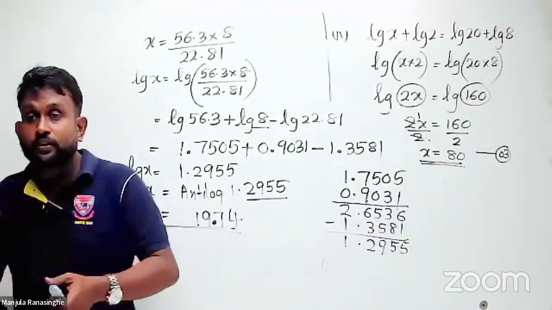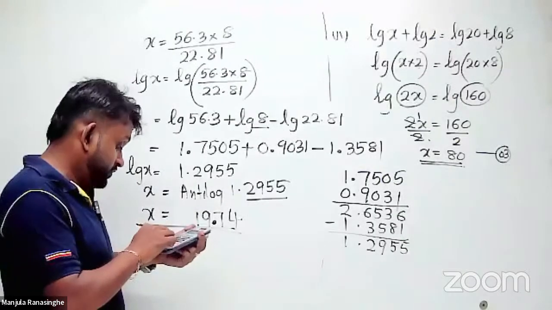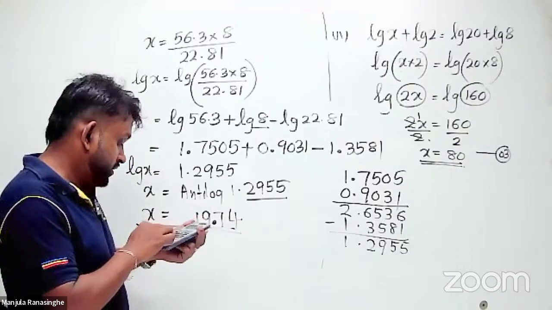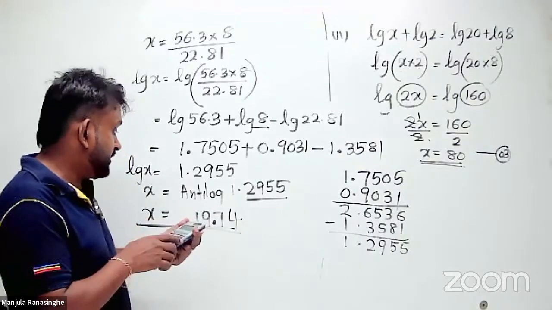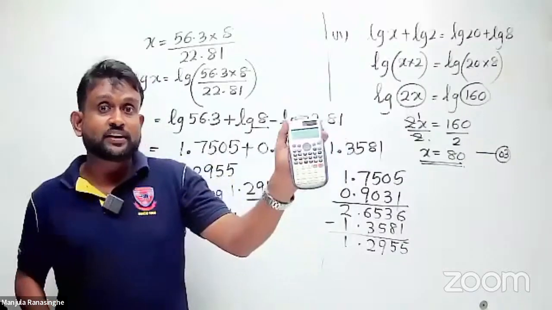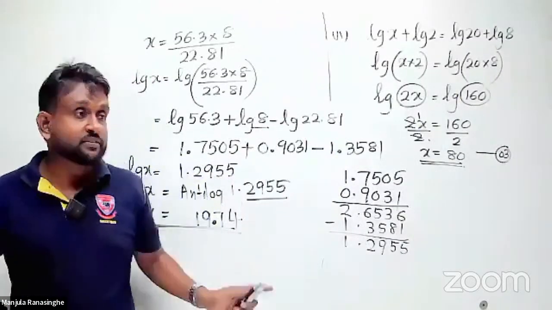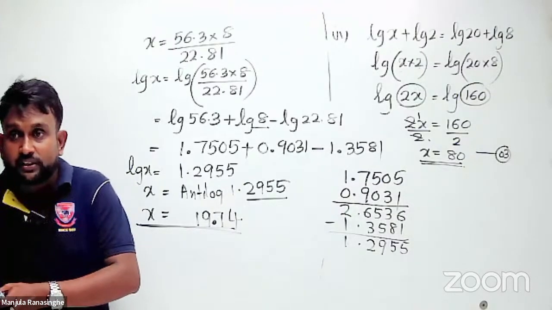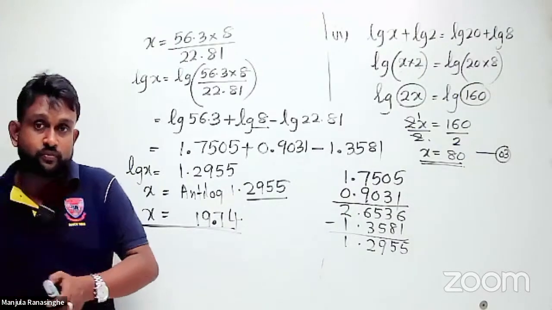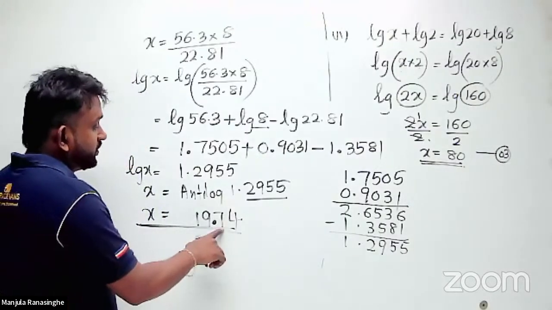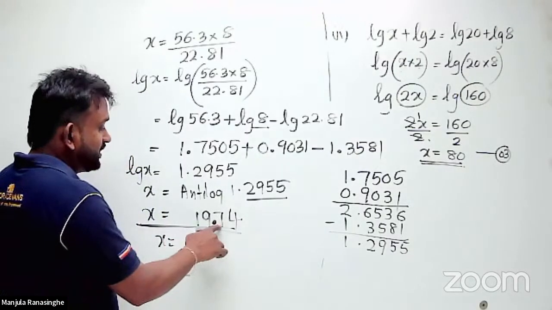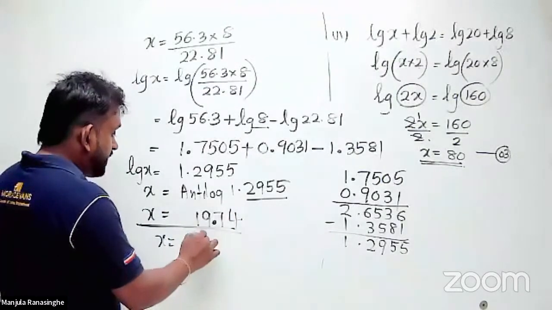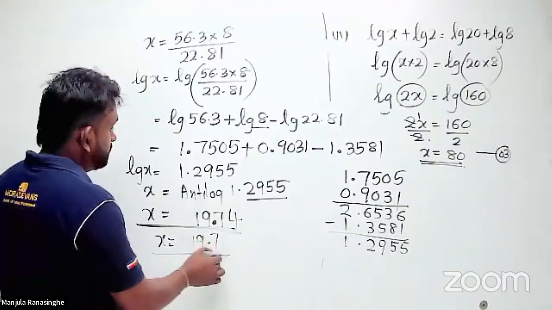56.3 into 8 divided by 22.81. Yes, 19.745 is the calculator's answer. So it gives us 19.74 to the second decimal place. They are asking for the first decimal place. To calculate the first decimal place, you see the second one, that is less than 5. Disregard it and write 19.7.